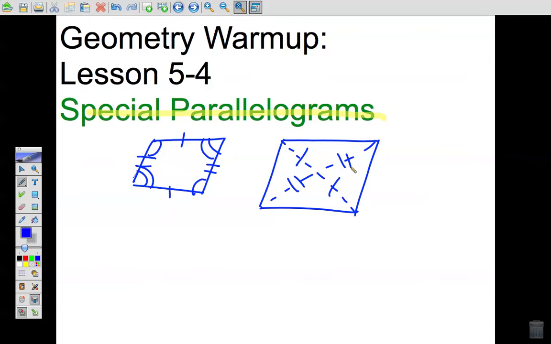We also know that both pairs of opposite sides are parallel to one another. So in other words, this side and this side are parallel, and this pair of sides are parallel. And those are the characteristics of a parallelogram.